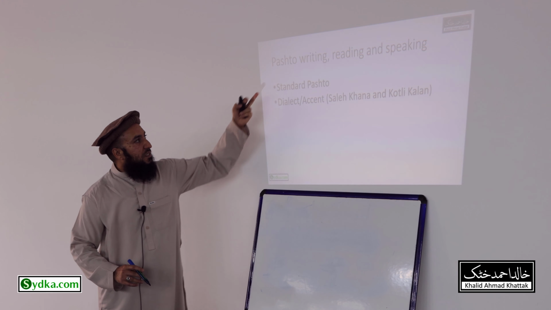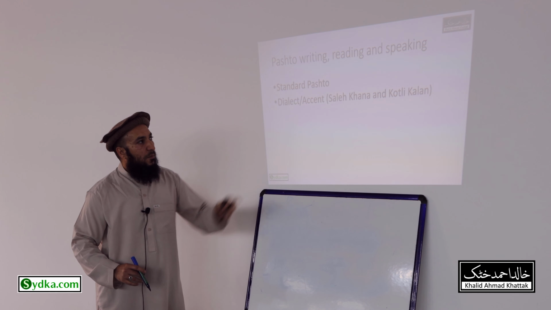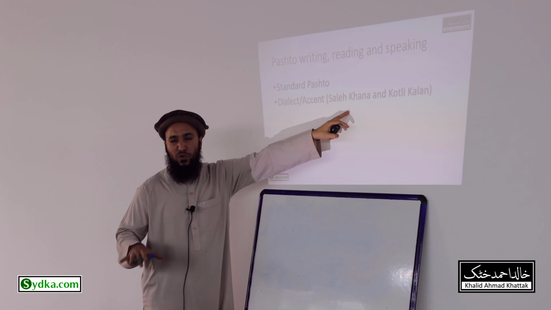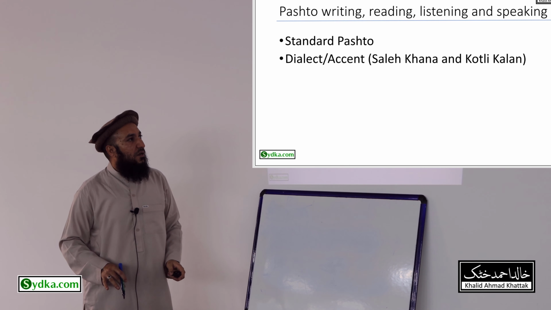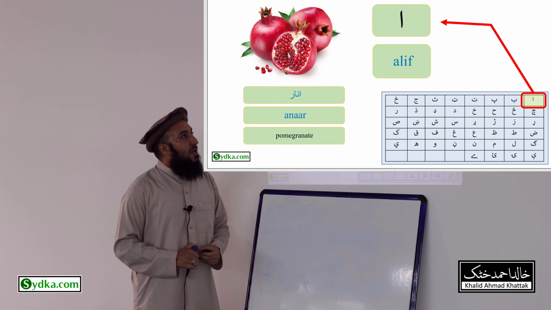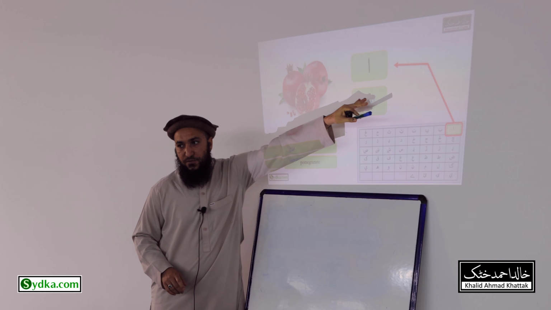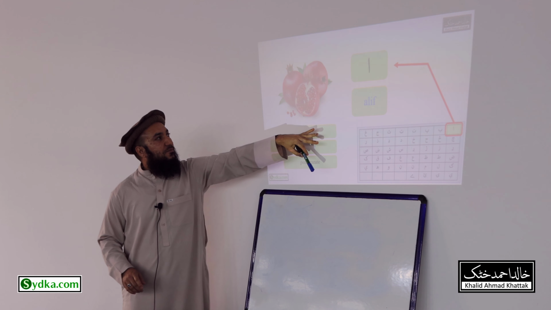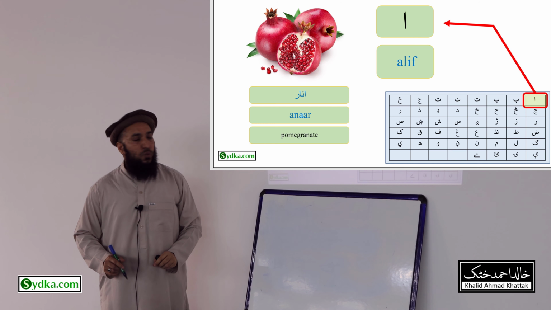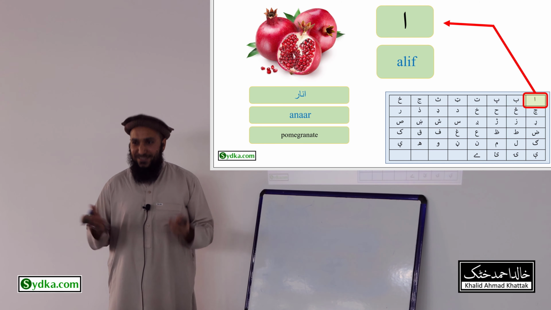Okay, so we will study standard Pashto, and then we will have dialect or accent, mainly for people speaking in the area of Salikhana, Kotli Kala, Shakot, this area. Okay? The first one. Who can pronounce this? Alif. Alif. And what is this? Anar. Anar. So in standard Pashto, we say anar, but in our own dialect, we say anor. Can you see the difference?